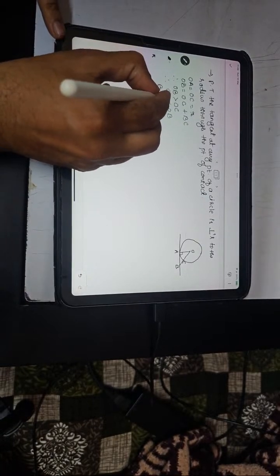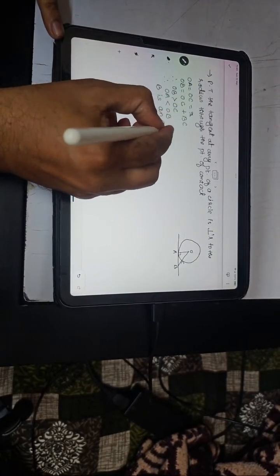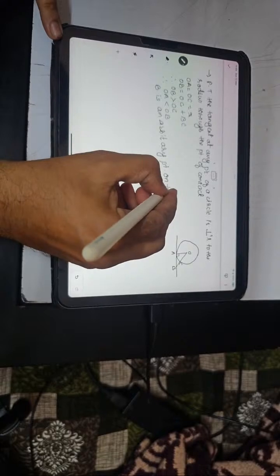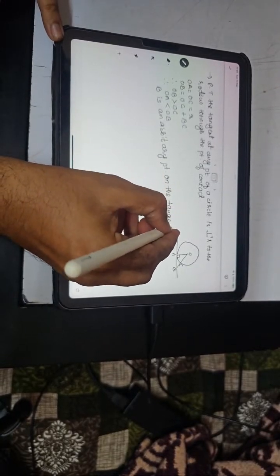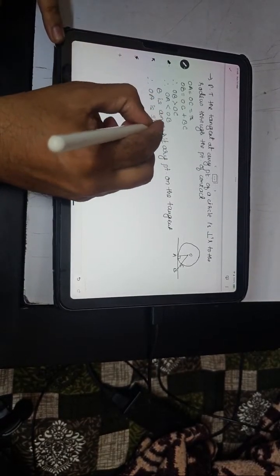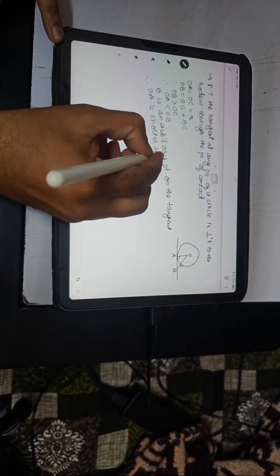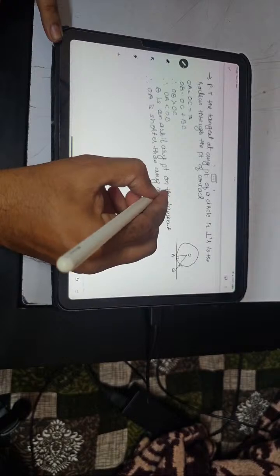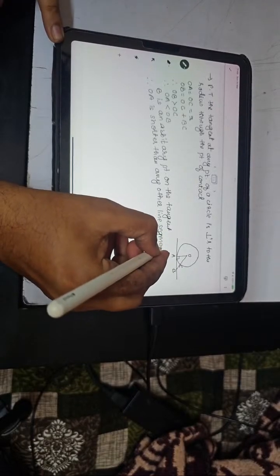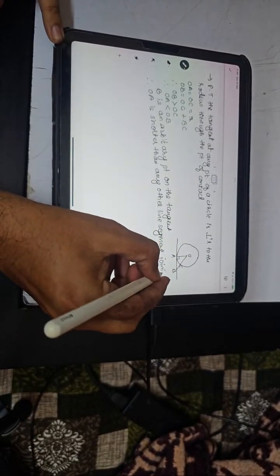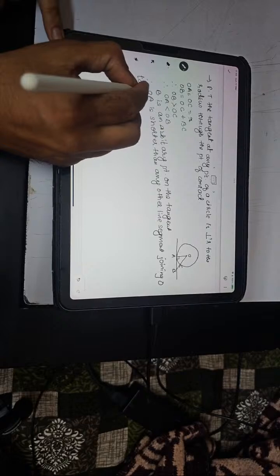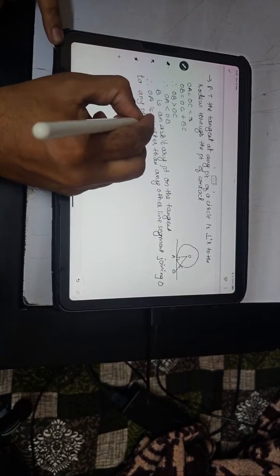and B is an arbitrary point on the tangent. Thus, OA is shorter than any other line segment joining O to any point on the tangent.